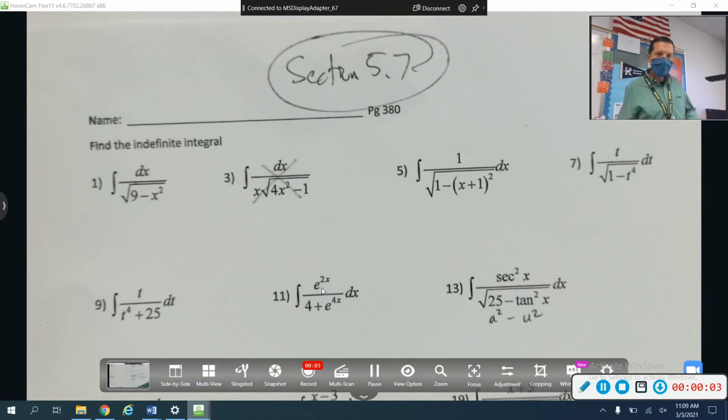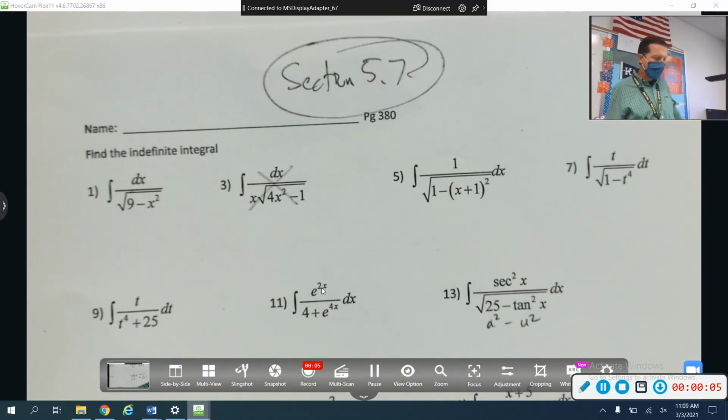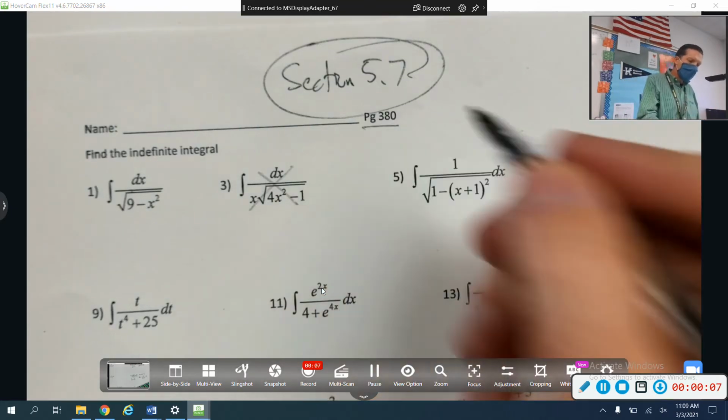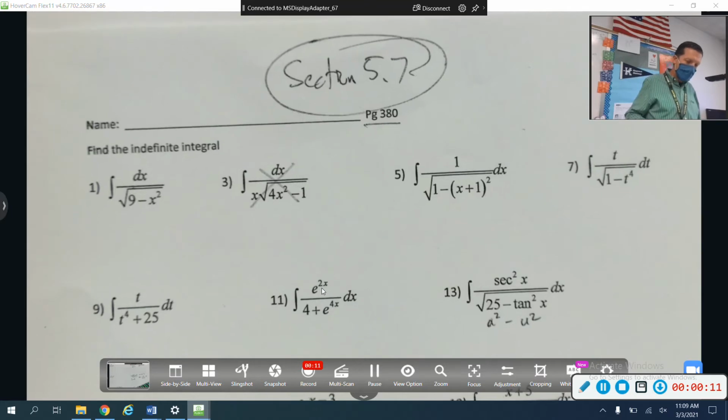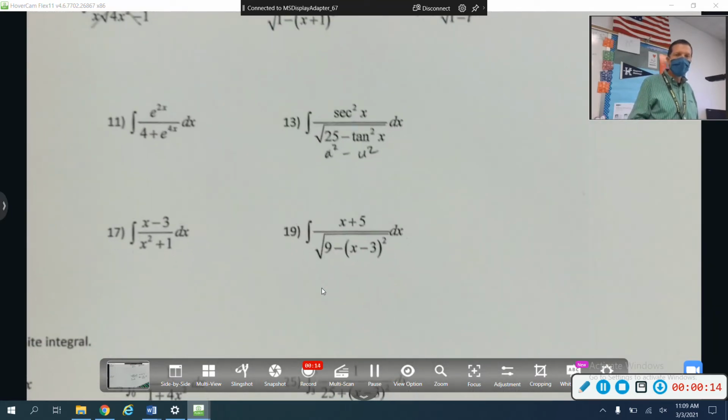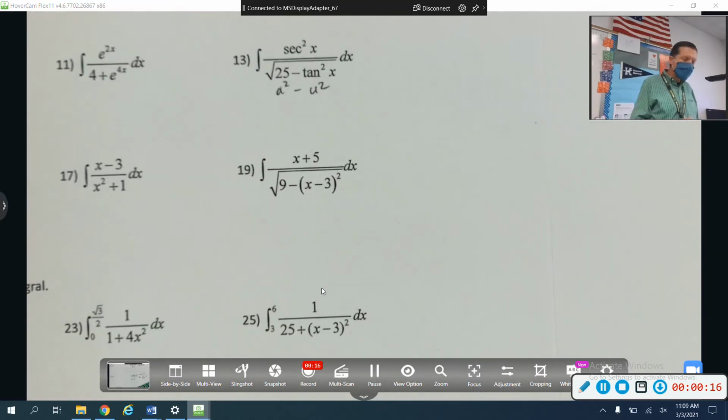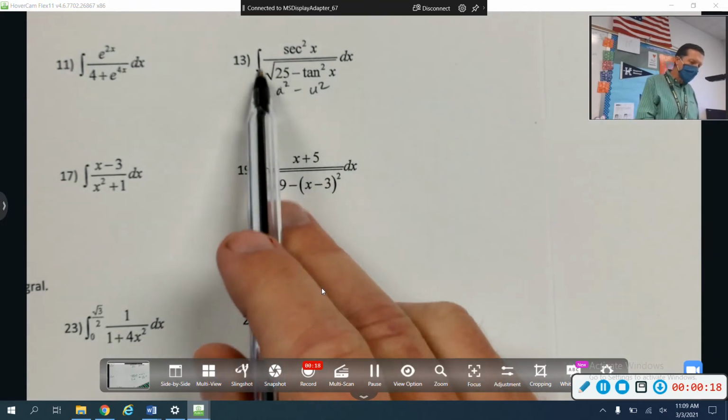All right, so looking at this worksheet, the second worksheet, it's page 380 in the book, and a couple years ago I just turned it into a worksheet to make it easier. Let's look at a few of these. So number 13, it kind of looks like inverse sine because there's a square root in the bottom.